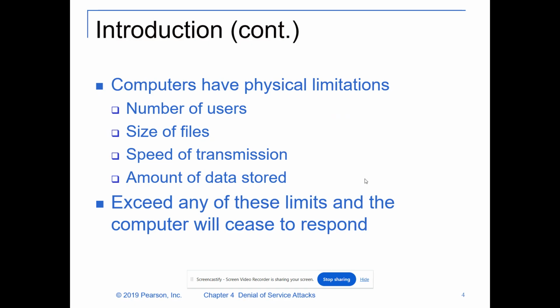And so we know computers have physical limitations in terms of the size of files, number of simultaneous users, speed of data transmission, and the amount of data stored. When you exceed any of these operational limits, the computer will cease to respond appropriately. Kind of like only so many cars can go on a highway. If more are allowed, then the safety, speed, and other qualities of the highway and the highway traffic ultimately begin to suffer.